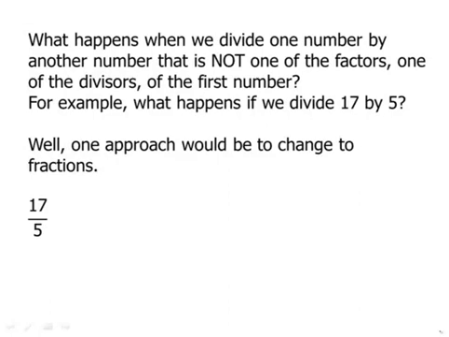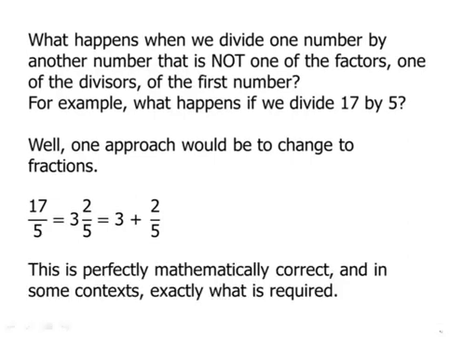Sometimes we need to change that to a mixed numeral. Here we can write this as a mixed numeral, 3 2/5. And of course what that mixed numeral means is that there's implicit addition. What that really means is that it's 3 plus 2/5.